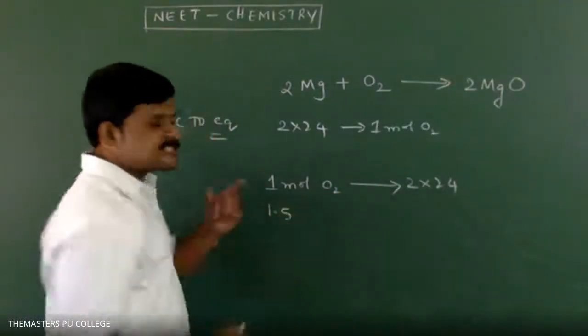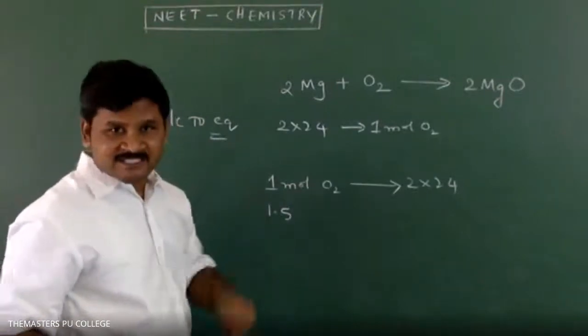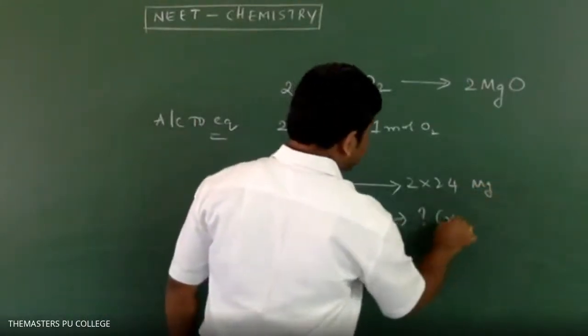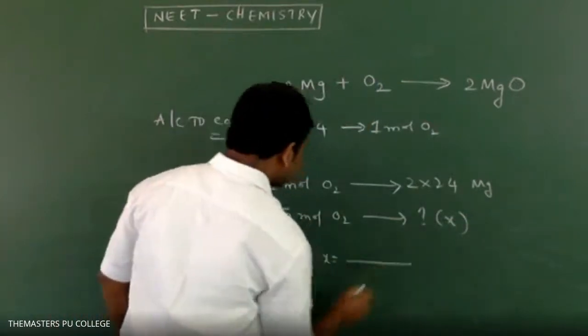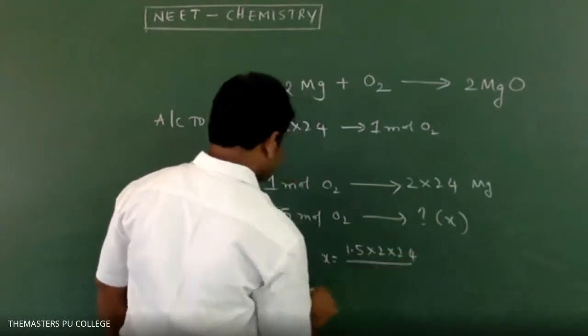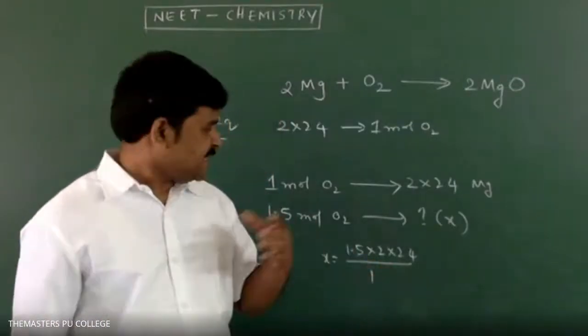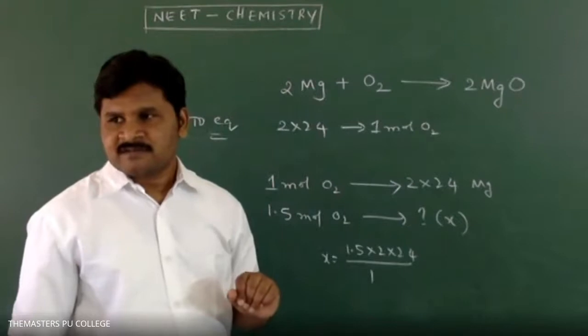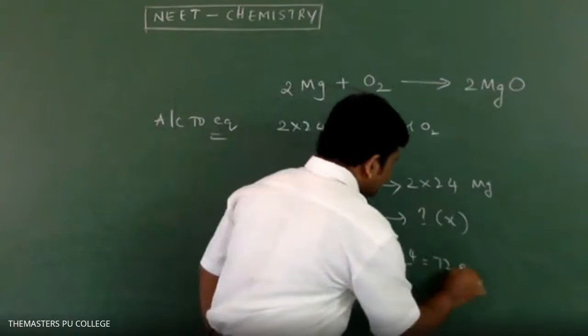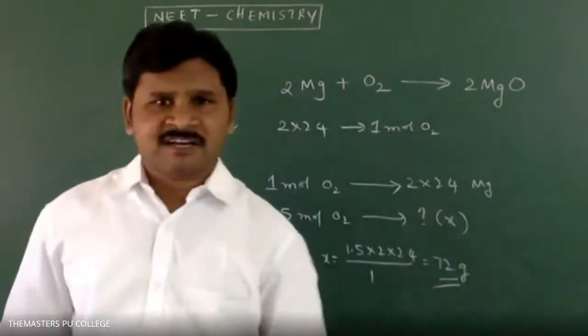Question: how many moles of O2 are given? Now we have to do it according to the question. 1.5 moles of O2 requires how much magnesium? Call it X. X is equal to cross multiplication: 1.5 into 2 into 24 divided by 1. So 1.5 into 2 is 3. 3 into 24: 3 into 20 is 60, 3 into 4 is 12, so 72 grams. That's the answer. Now are you clear? Yes, sir.